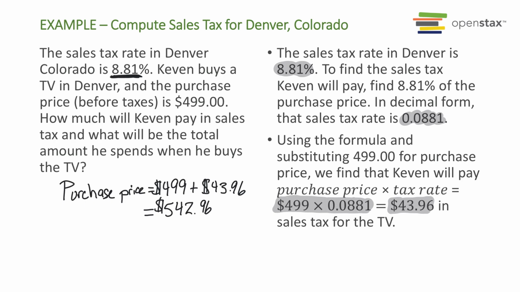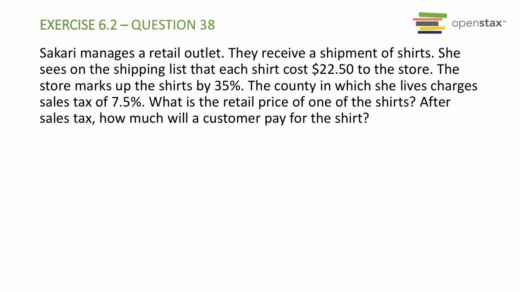So that's how we can calculate the purchase price, what it's going to cost to purchase something. But what if we had a discount and sales tax? What would we do there? So let's look at an example of that. Or sorry, this is an example of markup, rather. You can also do a discount. But let's look at an example of markup.